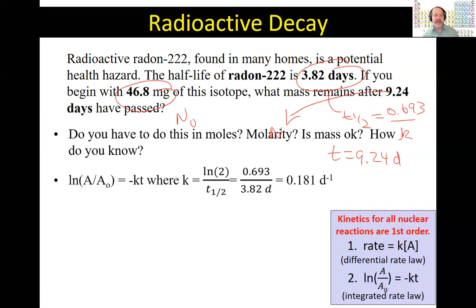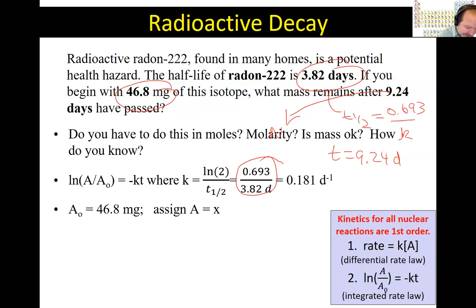Let's first figure out K from the half-life, which is kind of what I did in this calculation: 0.693 divided by 3.82 gives us K. And you'll see up here I used N or A. I apologize for that. It doesn't really matter what letter, we just should be consistent. I'm getting this stuff covered up, so I'm going to call that one A0, because that was the original amount, and what remains afterward is A. So we can assign A0 to 46.8 milligrams, and what we don't know, we'll call X.